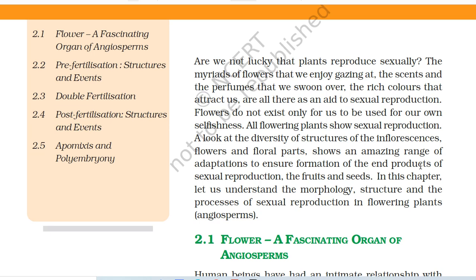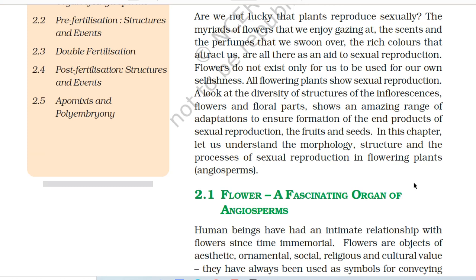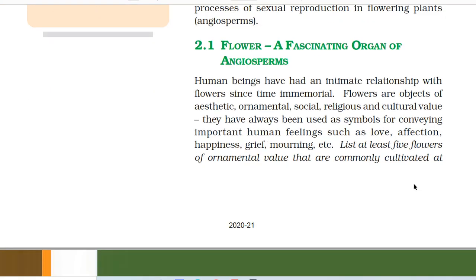A look at the diversity of structures of the inflorescence, flowers and floral parts shows an amazing range of adaptations to ensure formation of the end products of sexual reproduction, the fruits and seeds. In this chapter, let us understand the morphology, structure and the processes of sexual reproduction in flowering plants, that is also known as angiosperms. 2.1 Flower, a fascinating organ of angiosperms.